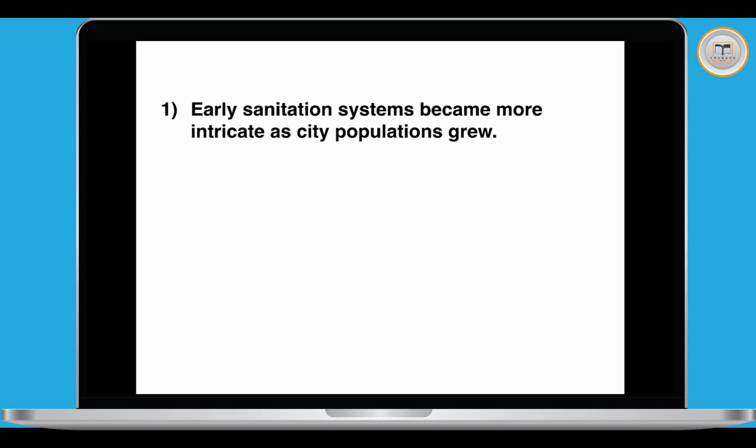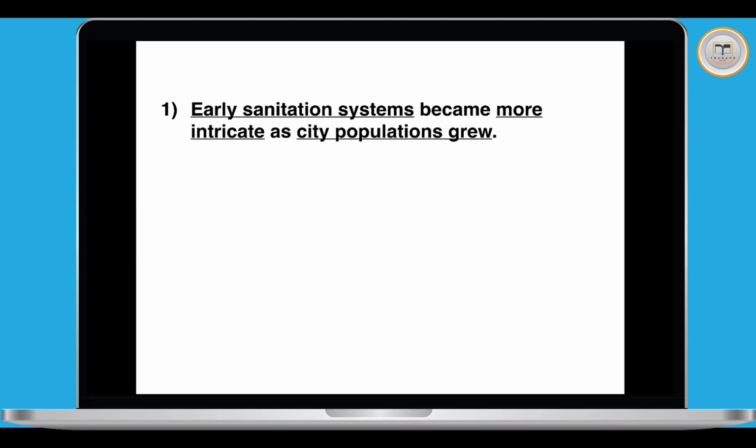I'm going to underline some keywords first. As you can see, most of them are keywords in this case. Early sanitation systems, more intricate, city populations grew. Now, probably the hardest word in there is intricate. If you don't know that word, it might limit you, it might stop you from getting the right answer. So IELTS reading is a vocabulary test, remember. Intricate means complex or complicated. So is it true that early systems of sanitation became more complicated when the city populations got bigger, grew?